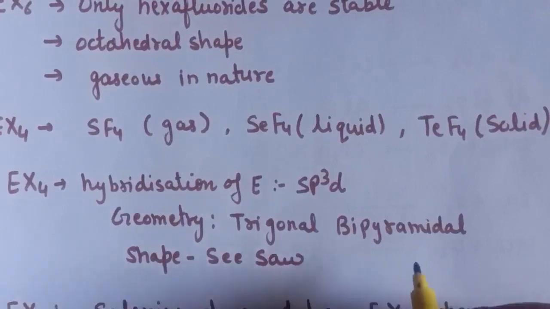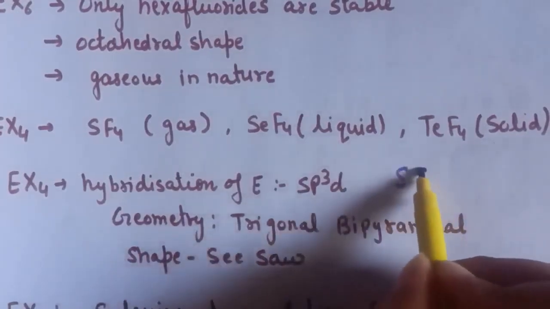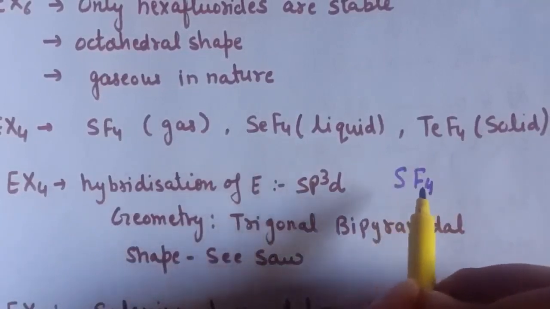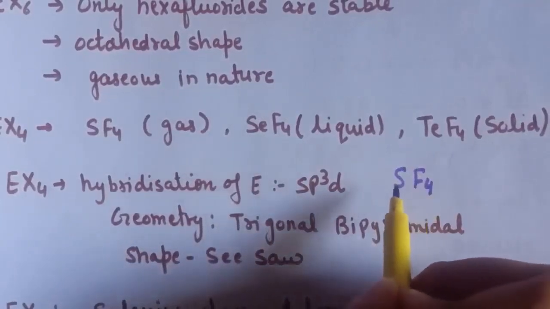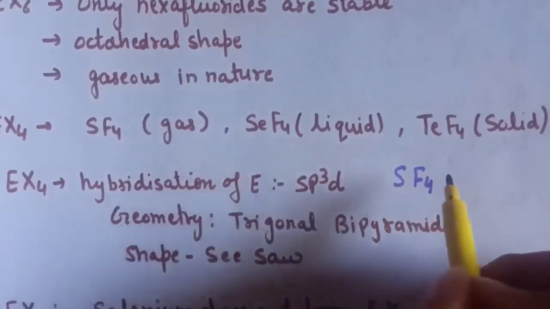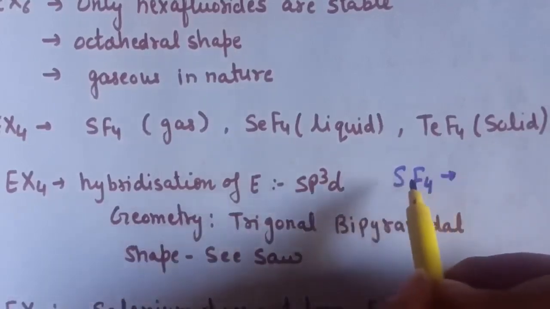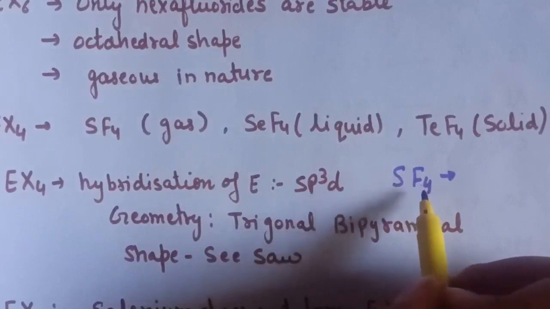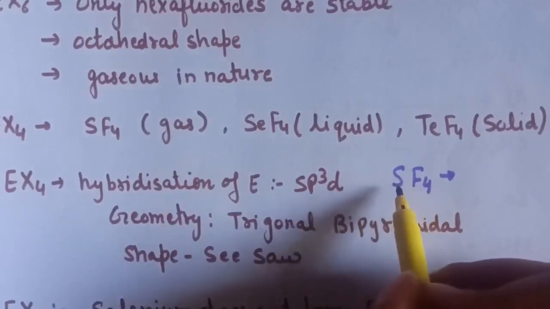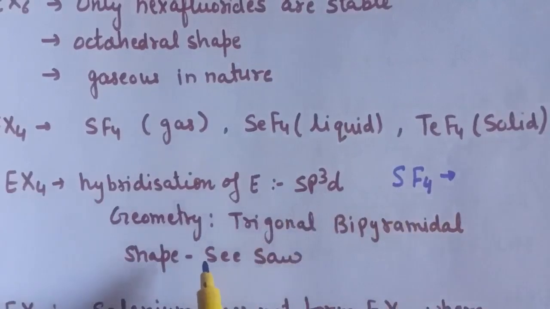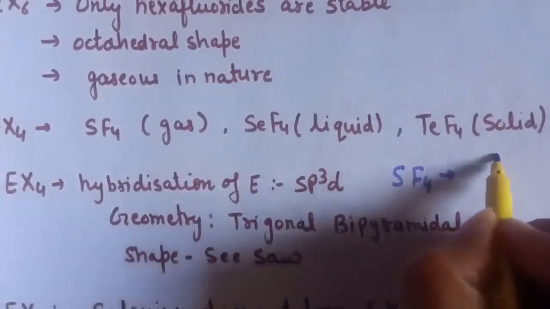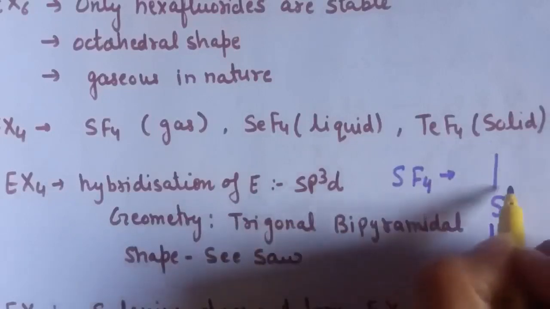For example, if we have SF4, the central atom is sulfur and 4 fluorines are forming bonds with this sulfur. Now in sulfur we have 6 valence electrons. So out of those 6 electrons, 4 will form bonds with these 4 fluorines, and 1 pair of electrons is left, and that is why the shape is seesaw. We can draw the seesaw shape in this.